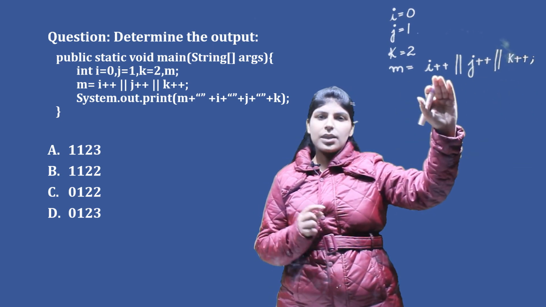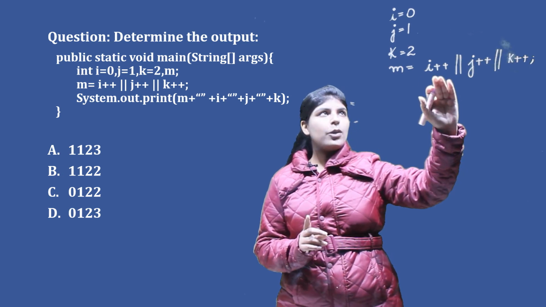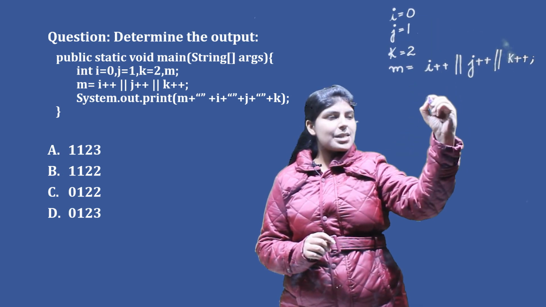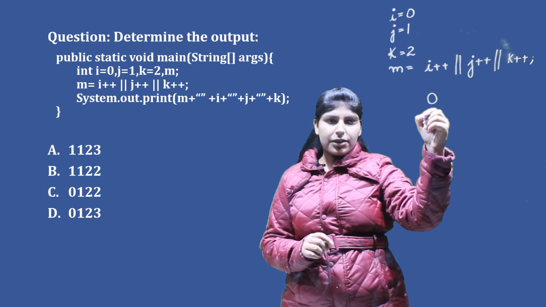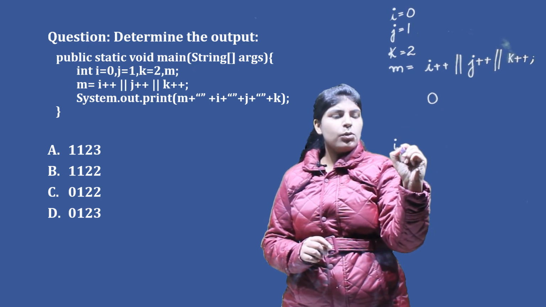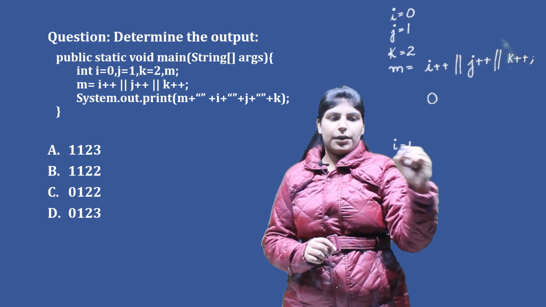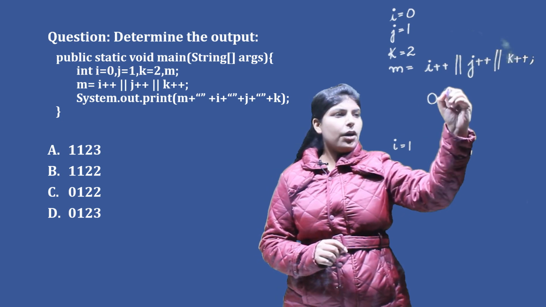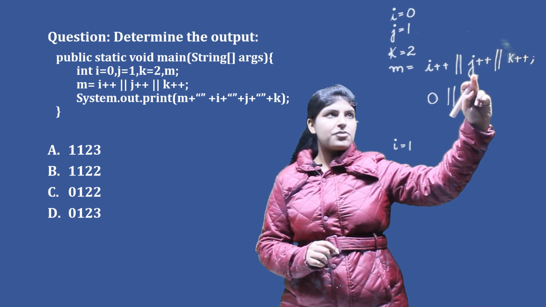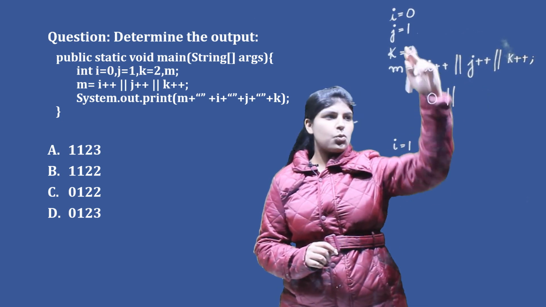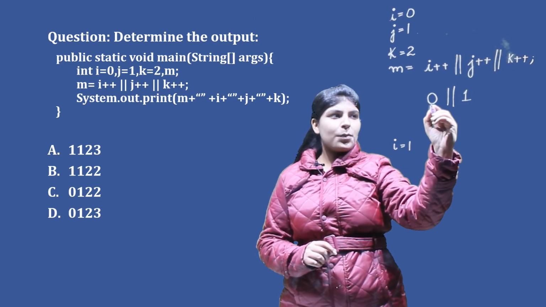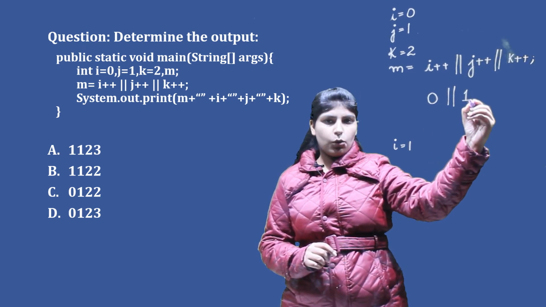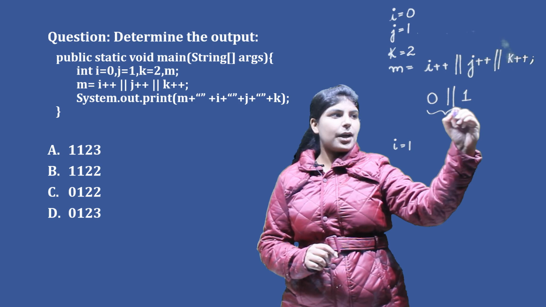So here I'll use the current value of I. So what is the current value of I? It is 0. So in this expression I'll use 0, and after this expression I'll increment I from 0 to 1, right? Or, so I'll use the current value of j. So current value of j is 1. So here 0 means false, so false or true. Now the OR expression becomes true.